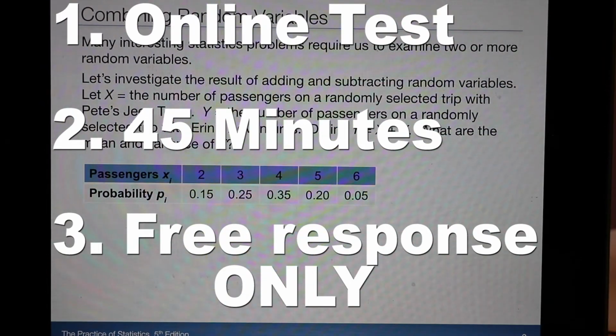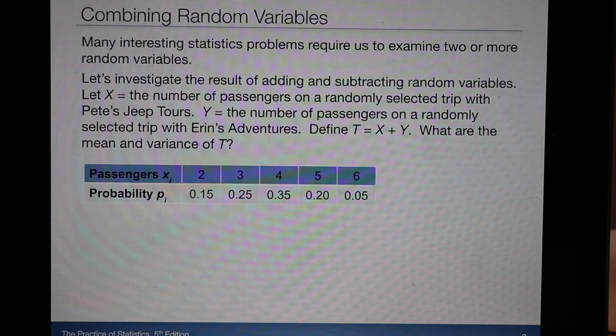There is no multiple choice on the AP exam this year, so you better be practicing your free response questions all the way up to Chapter 10, so through Chapter 10. So skip Chapter 11 and 12. Free response questions are what you should expect to see on the assessment.